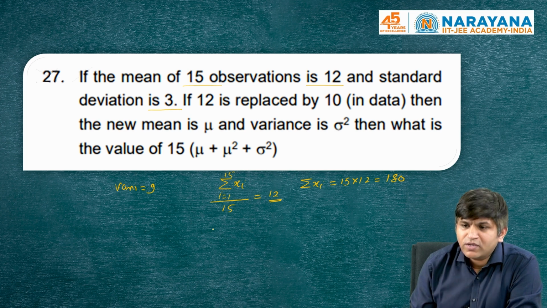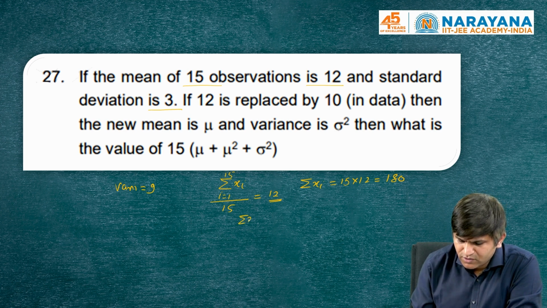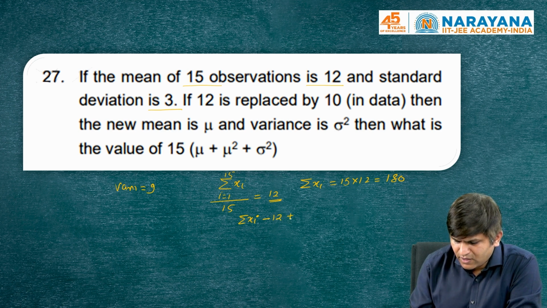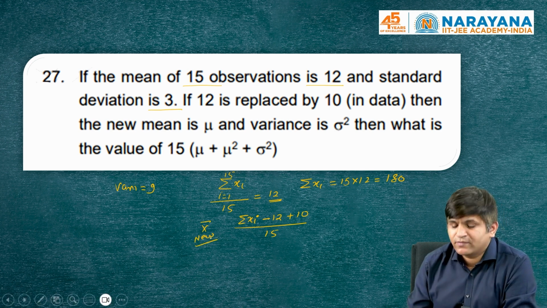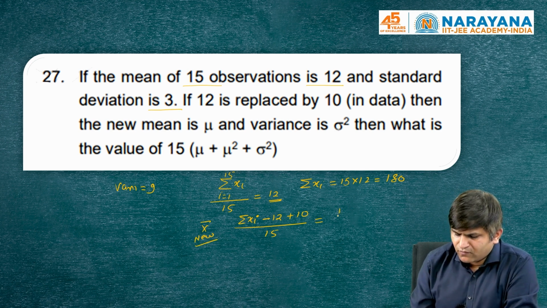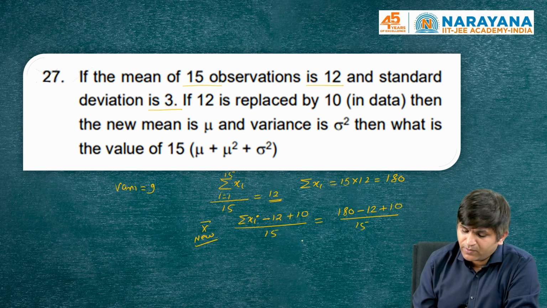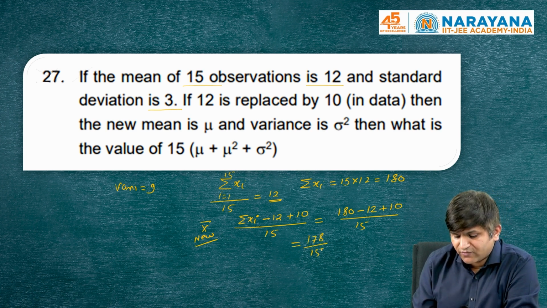So now if we want to evaluate the new mean, from summation xi we subtract 12 and add 10, that will be the new mean. So let's say x bar is the new mean. That will be 180 minus 12 plus 10, divided by 15, so that will be 168 plus 10, that is 178 by 15.